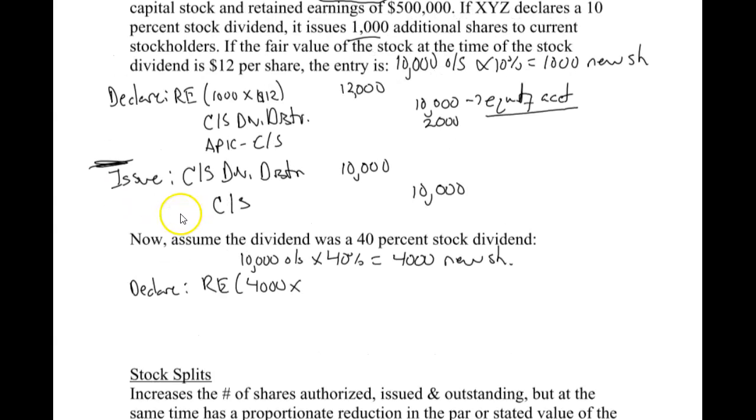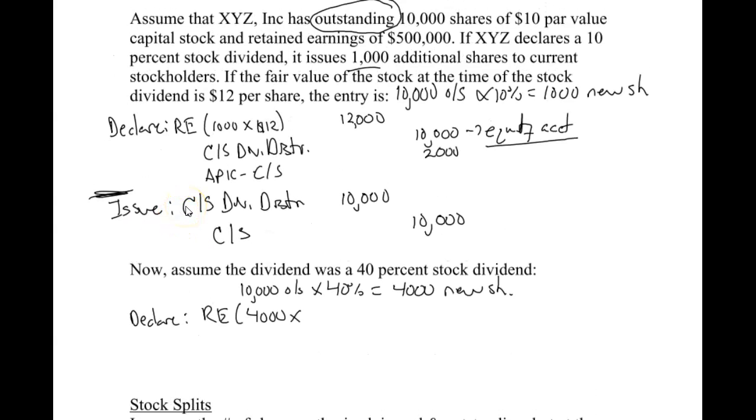If we go back up here, we can see that the par value is 10. So now we don't care about the $12 market value. This would be times $10, so that would be 40,000. And then we'll still have this common stock dividend distributable account, and that's always at par value. So those two numbers are equal. When you have a large stock dividend, you won't have any additional paid in capital.